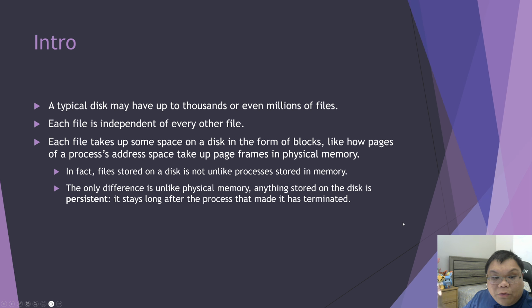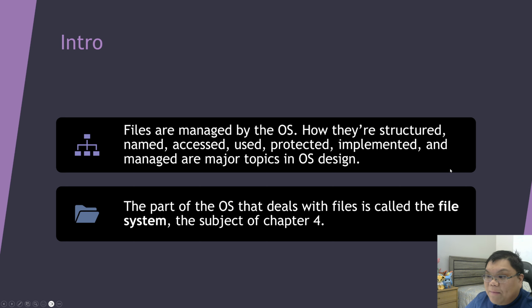The only difference between processes stored in memory and files stored on a disk is that when you turn off the computer, everything in main memory disappears, but the information stored on a disk persists. It stays on the disk long after you've turned off the computer. Files are managed by the OS. How they're structured, named, accessed, used, protected, implemented, and managed are all major topics in operating system design. And the part of the operating system that deals with files is called the file system.